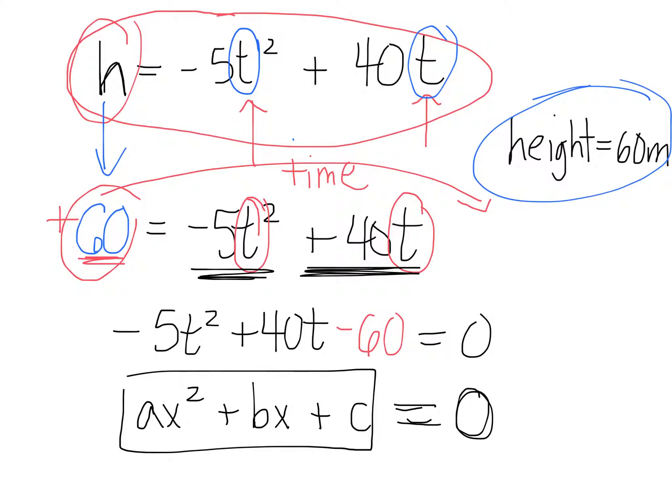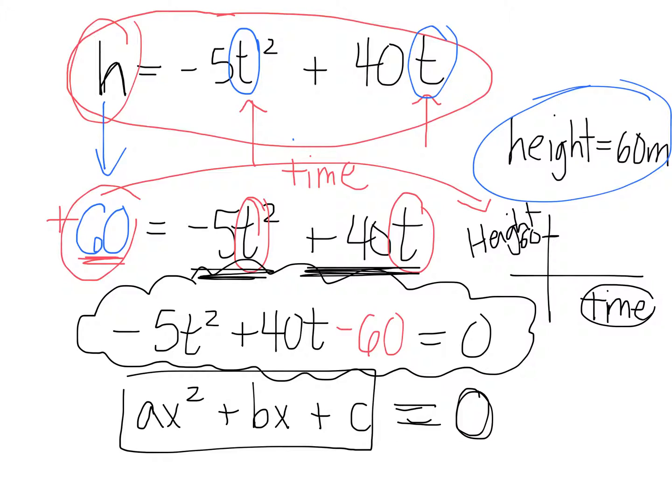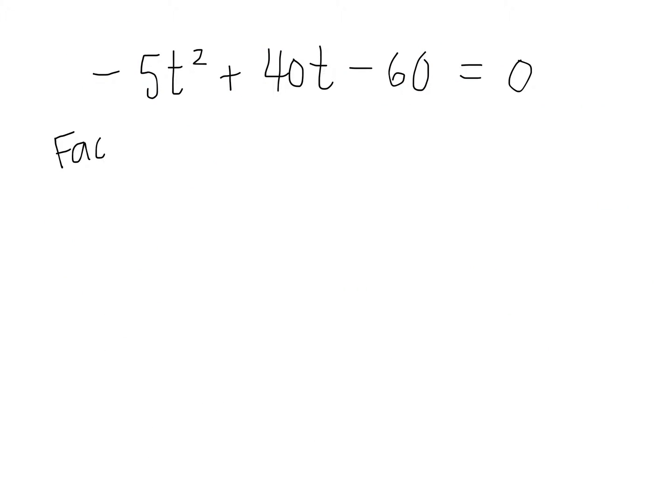When h is 60, we need to figure out t. So we have our equation here, and we need to solve for t. If you were to graph this, we're going to look at the graph after, would time or height be on the x-axis? Time would be on the x-axis, and height would be the y-axis. So we're trying to find out what t is equal to when h is 60. We're going to factor this to figure out the value of t. Are we going to have two values of t, do you think?